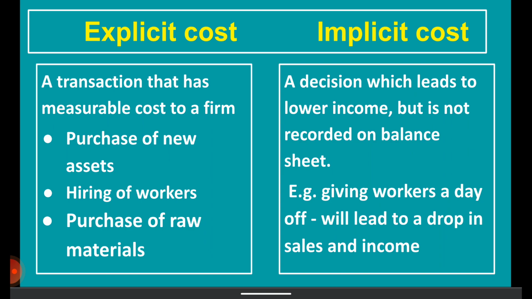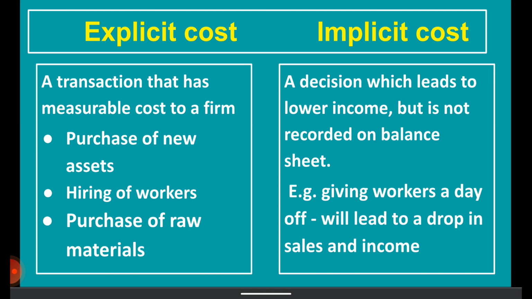Talking about implicit costs, implicit costs are any costs which are incurred when a business takes a decision and resultantly it leads to lower income, but that is not quantifiable and hence it's not recorded in the balance sheet. For example, giving workers a day off. Now, this will definitely lead to decrease in production and decrease in sales and decrease in income. But a business does not know by how much.